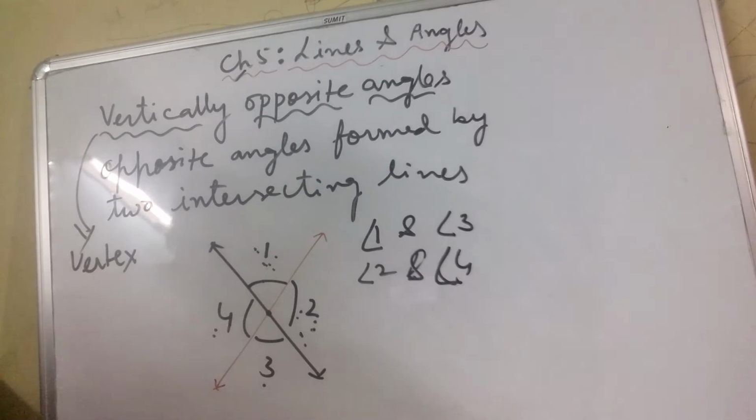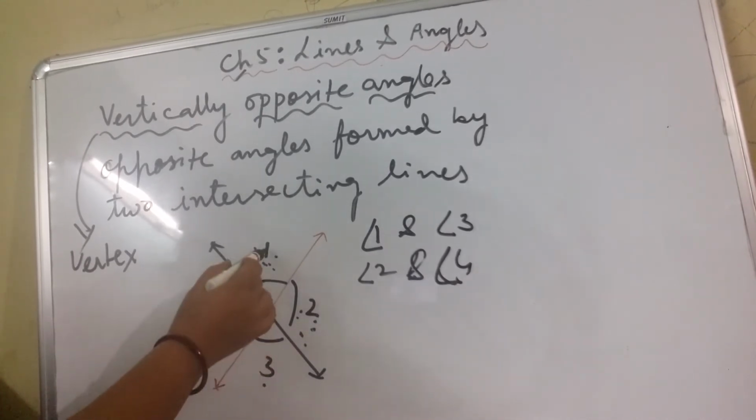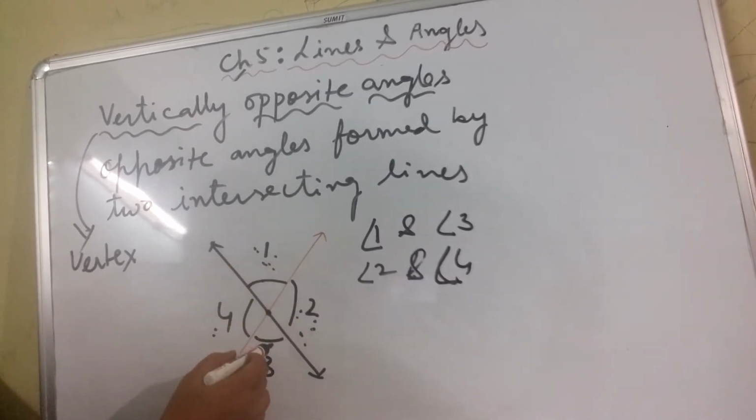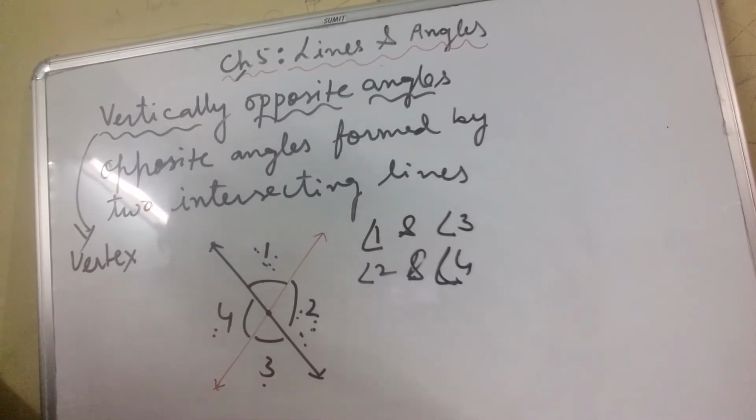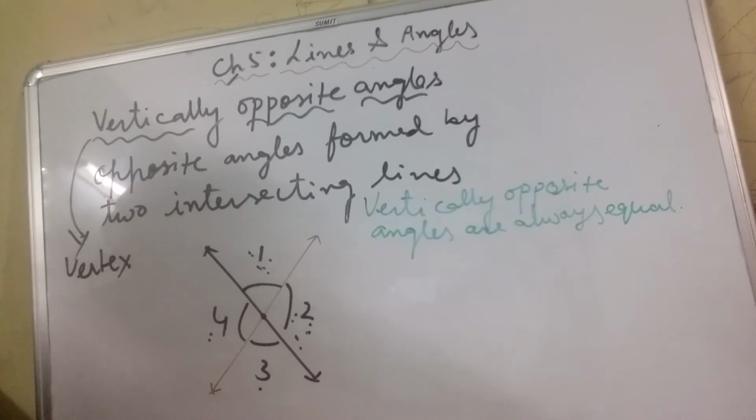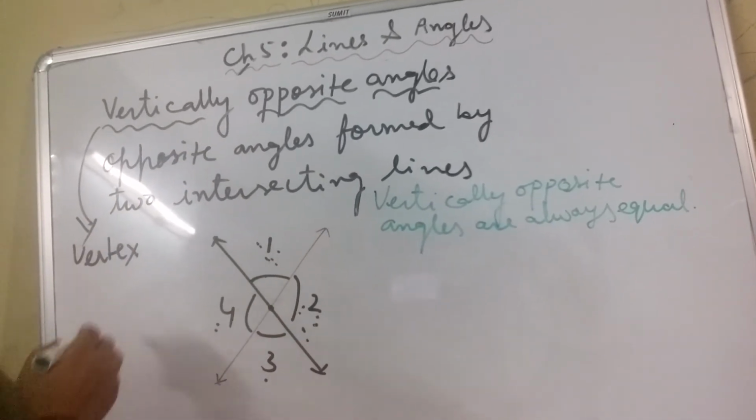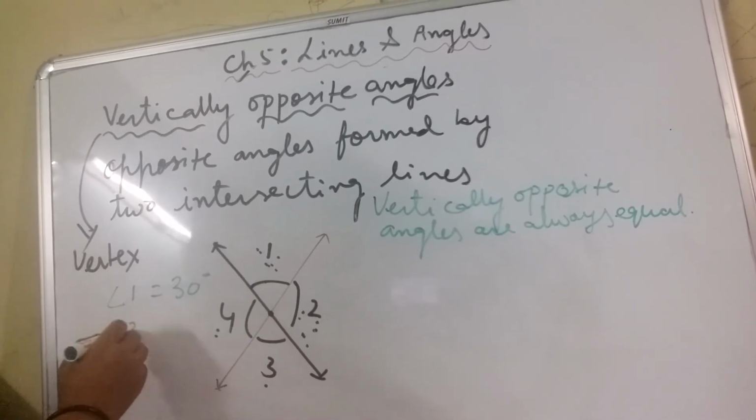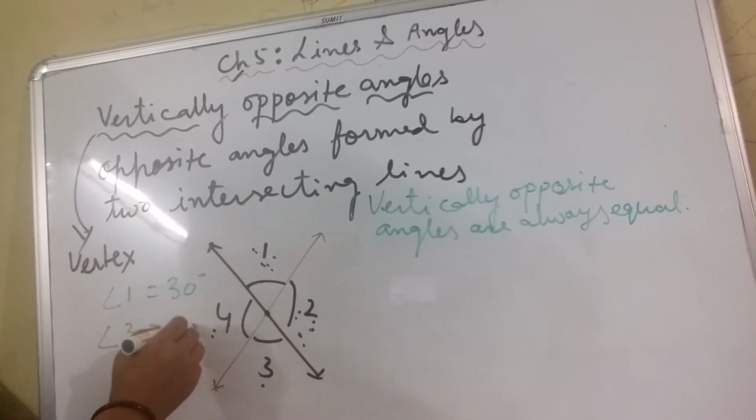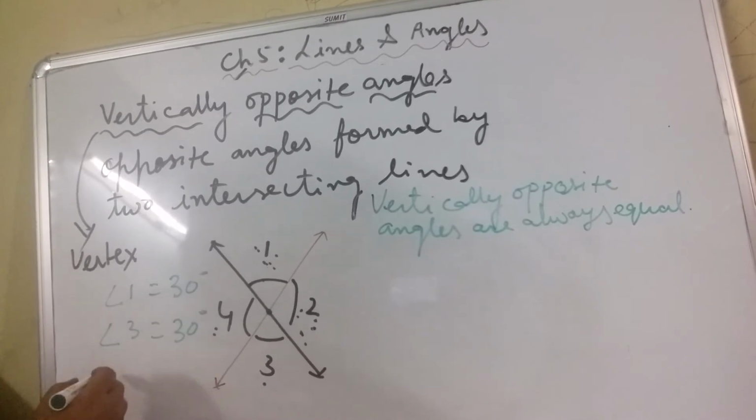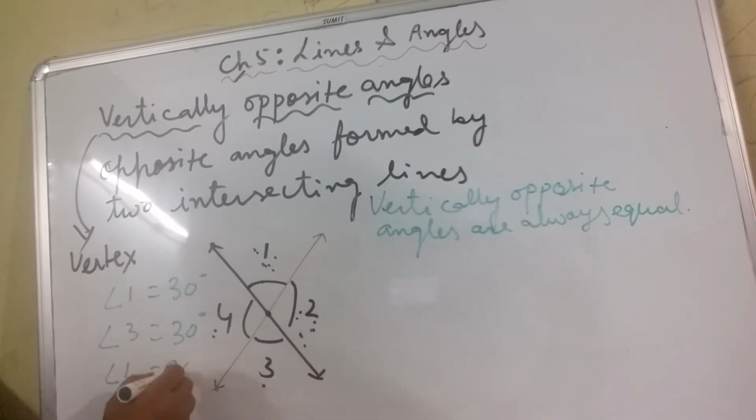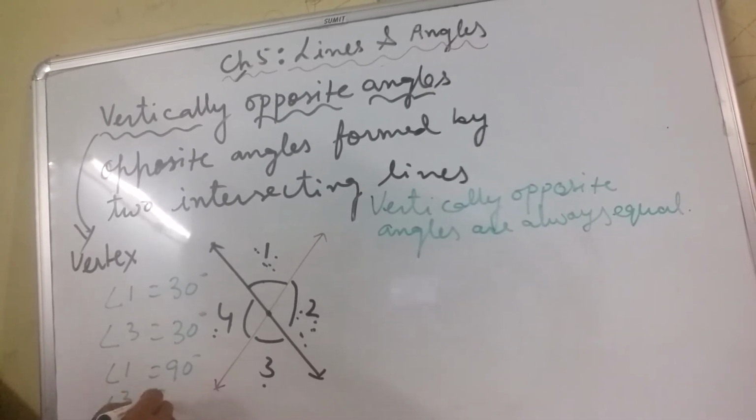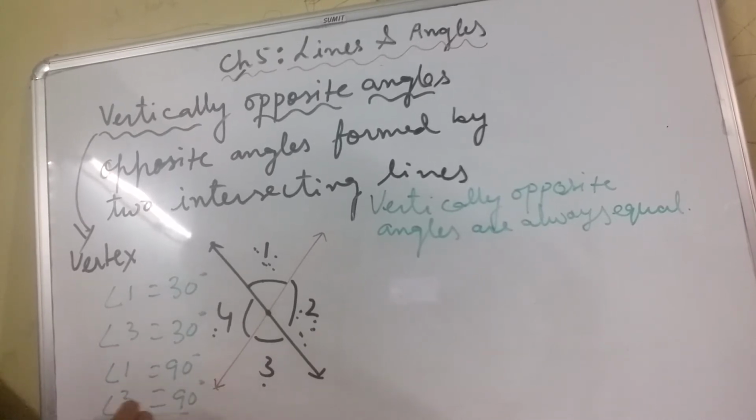Okay, now vertically opposite angles are always equal. That means if angle 1 is 30 degrees, then angle 3 will also be 30 degrees. And if angle 1 is 90 degrees, then angle 3 will always be 90 degrees. Okay, so how to prove this?